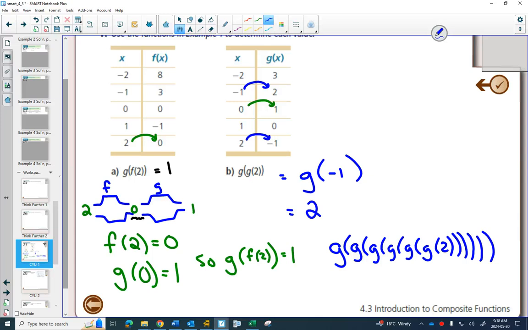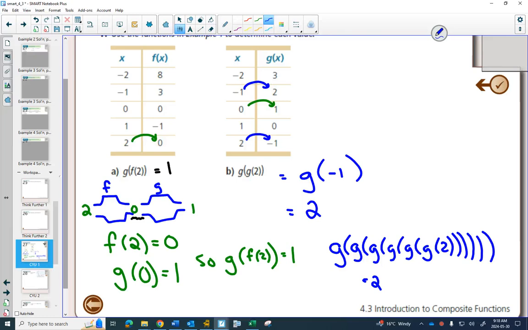What would g of 2 be? It's either negative 1 or 2. Do you see how it's flip-flopping, right? g of 2 gets negative 1, then g of negative 1 gets 2. And then it would be back to the negative 1, then back to 2, then back to the negative 1, then back to 2. There's 2, 4, 6 of them. It's going to be back to 2 because there's an even number.